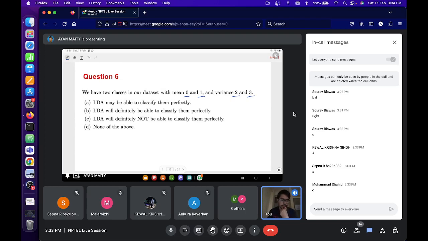Keval and Sapna have written A. Muhammad Shahid has written C. So A is LDA may be able to classify them perfectly, and C is LDA will definitely not be able to classify them perfectly. Saurabh Biswas has written C. Any other answers? A and C are the two answers that I have got so far from the chat.